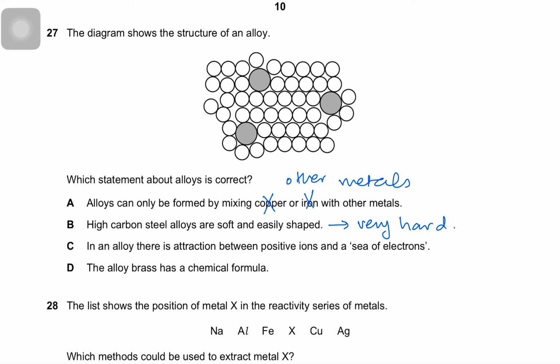In an alloy, there is attraction between positive ions and a sea of electrons. Yes, that is true, because they are a mixture of metals and they have their own metallic lattice. Even if it's not a lattice, they have this metallic nature, which means positive ions and a sea of electrons. The alloy brass has a chemical formula. They don't have a chemical formula. They are mixtures, not compounds.